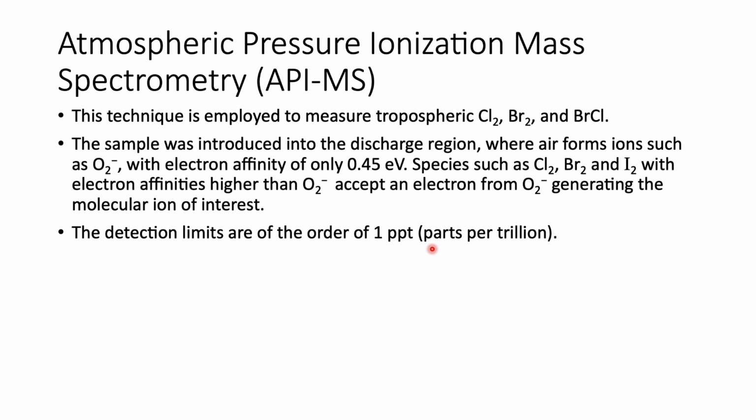So this way, if chlorine is there, then this reaction occurs. If chlorine is not there, this reaction does not occur. So the detection limits of halogens are up to the order of 1 ppt.